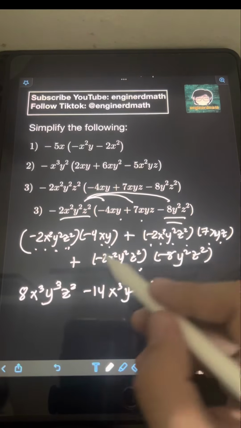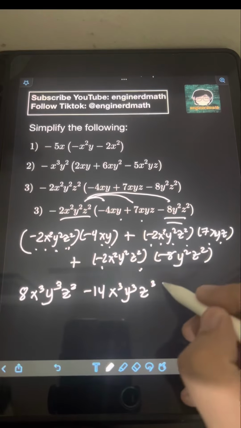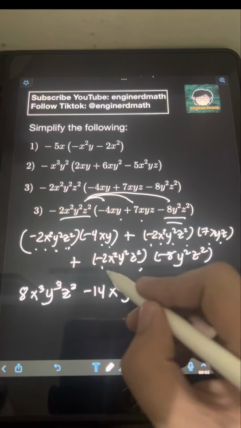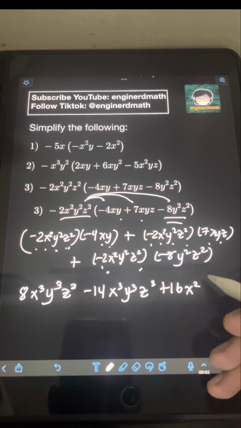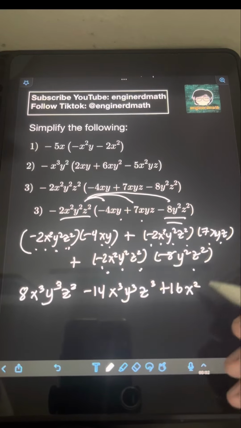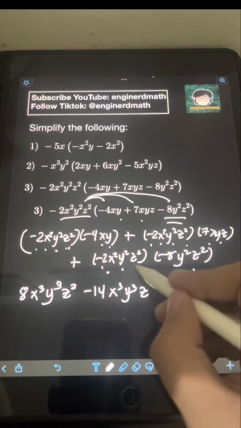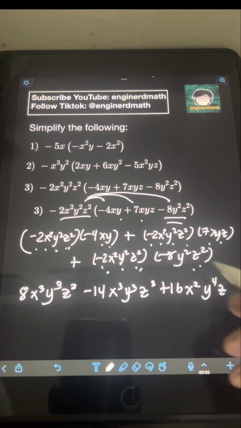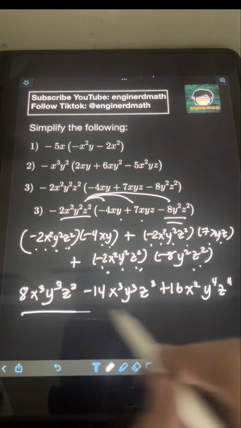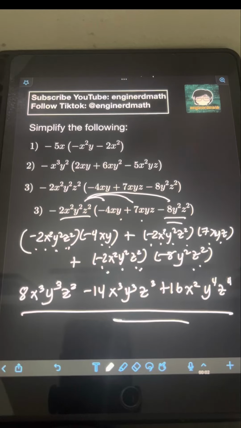Then for the third term, we have negative 2 times negative 8, positive 16. So for the x squared, it's just unique, so kopyahin nyo lang. Then y squared times y squared, we have y to the fourth. And z squared times z squared, we have z to the fourth. So therefore, this is the final answer.